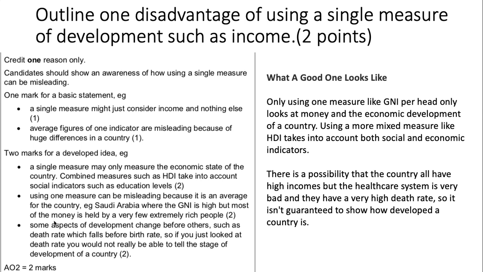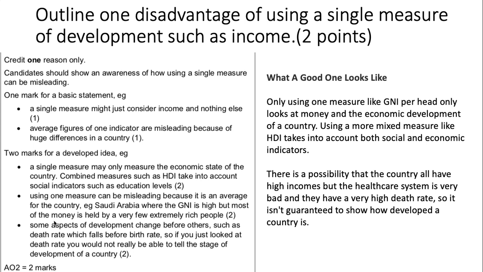And the second one: there is a possibility that the country all have high incomes, but the healthcare system is very bad and they have a very high death rate. So it isn't guaranteed to show how developed a country is. So this one could have been worded slightly better. It could have had some more targeted language.